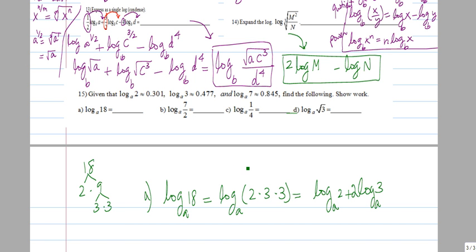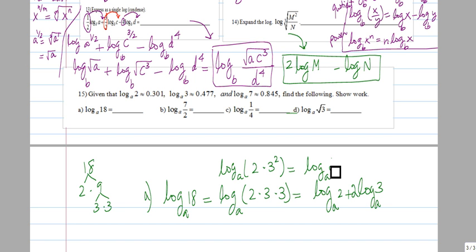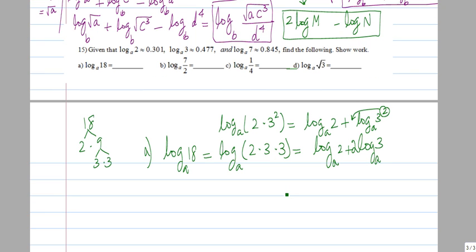Or you could have thought of it as log base a of 2 times 3 squared. So that's log base a of 2 and log base a of 3 squared. And then the 2, using the power rule, comes down. That's what happened here.